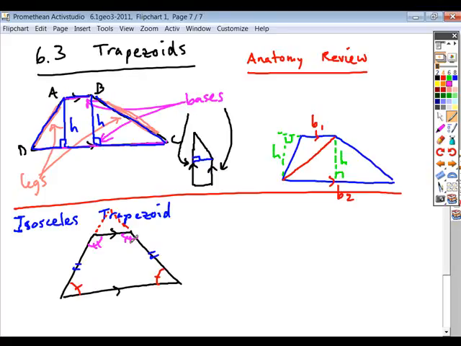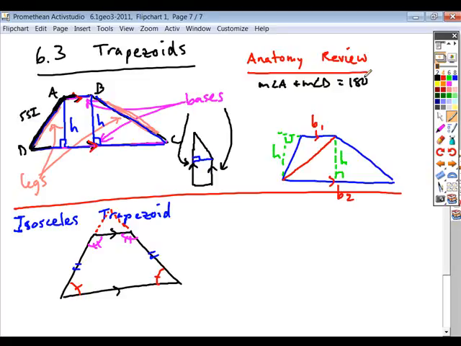Okay, and then the final relationship that's true for all trapezoids is the same thing that's true for any shape that has these parallel sides. If you look at angle A and D, angle A and D are what type of angles with respect to the parallel sides? They're same side interior angles, so they're going to be what relationship? So this angle A and angle D are same side interior angles, so they're supplementary.